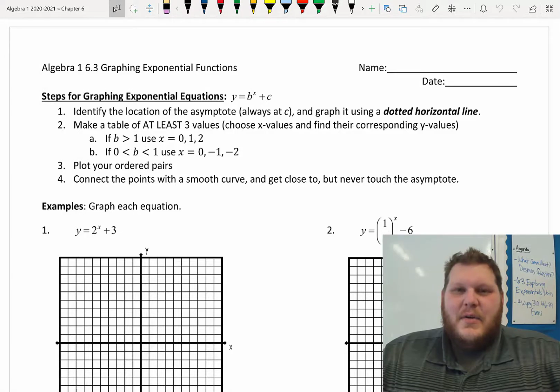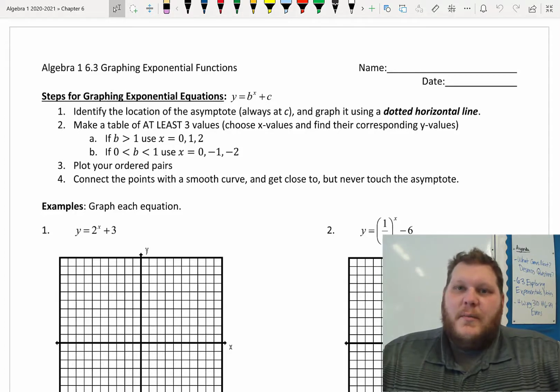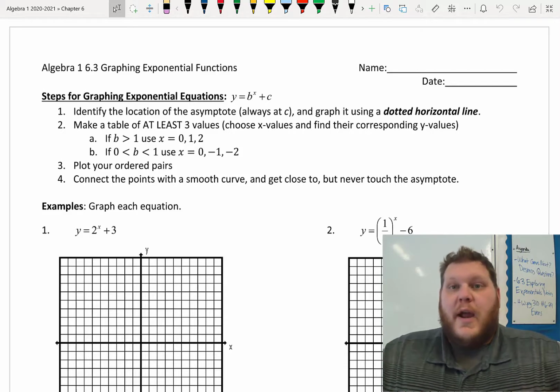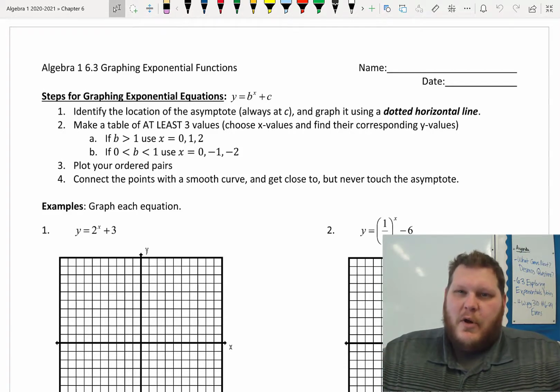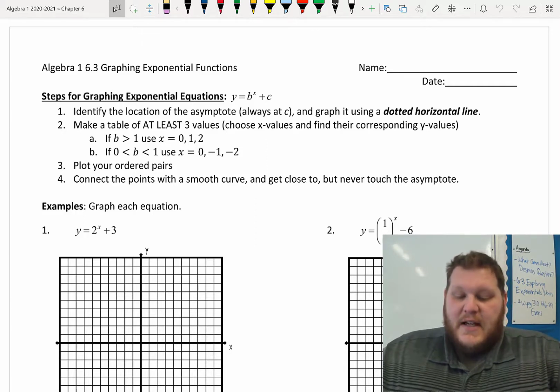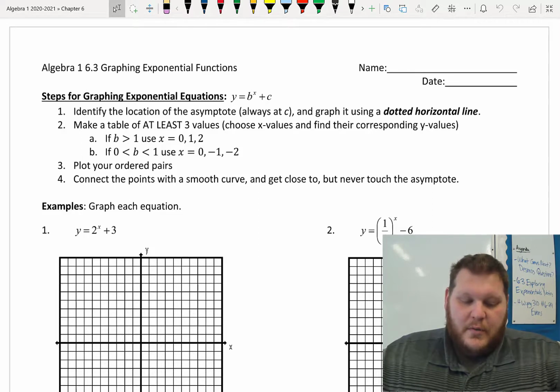Hey guys, today we're doing the graphing side of 6.3, so 6.3 graphing exponential functions. We're going to do some shortcuts and get an abbreviated version of what we can do for graphing, because we want to do the bare minimum. We want to be very efficient at what we're doing. So looking at this, I have it set up already for some steps that we're going to look through.